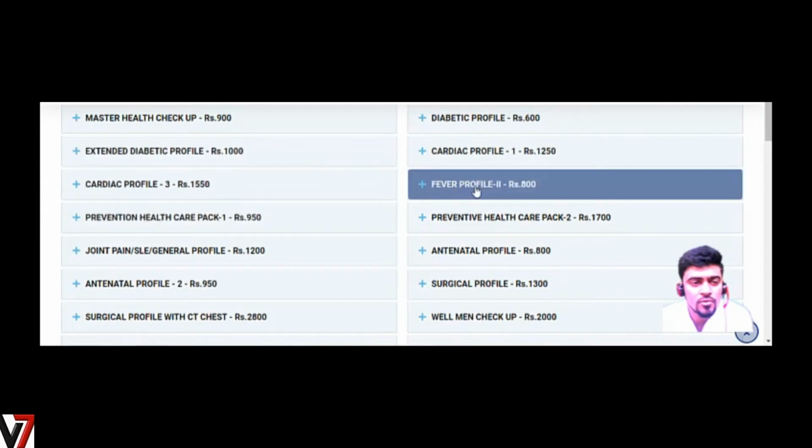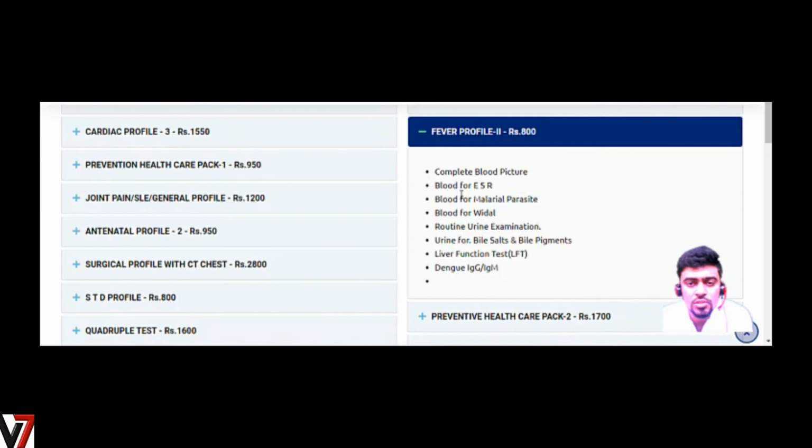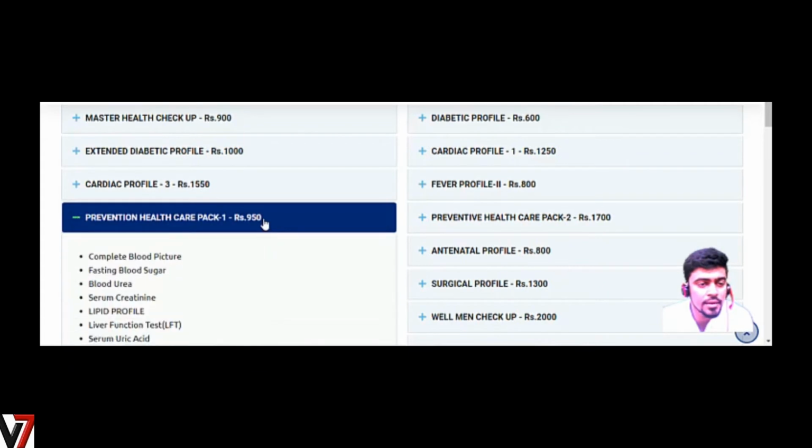And they have given a fever profile: complete blood picture, blood for erythrocyte sedimentation rate, blood for malarial parasite, and blood for Widal, which is related to typhoid, and routine urine examination related to jaundice, urine for bile salts and bile pigments, liver function test, dengue IgG, IgM and NS1. So here it is fever profile 2, and a prevention healthcare pack.